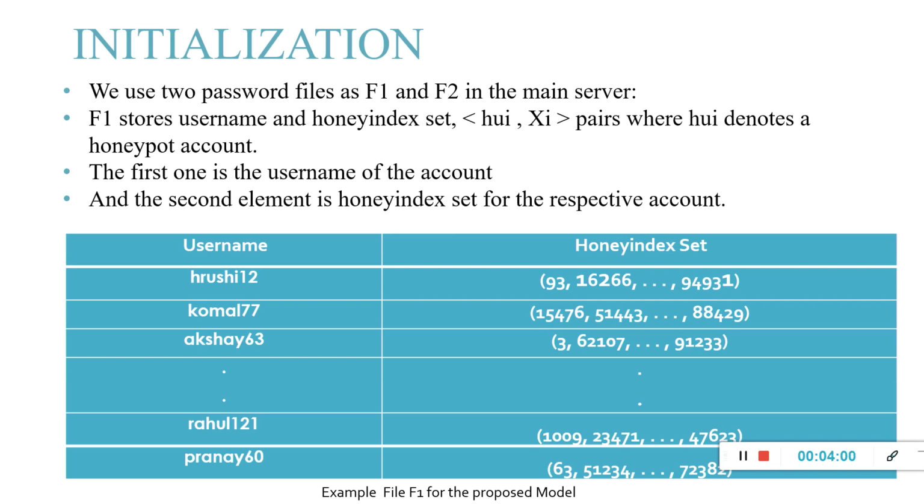This is the initialization part where we use the two password files f1 and f2 in the main server. So f1 stores the real users' names. These are the users' names and these are the honey index sets. So the real index of this particular user is stored in this honey index set.